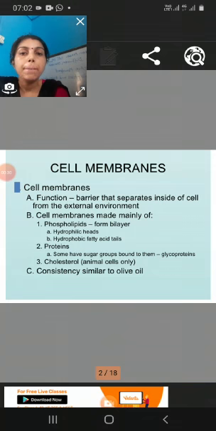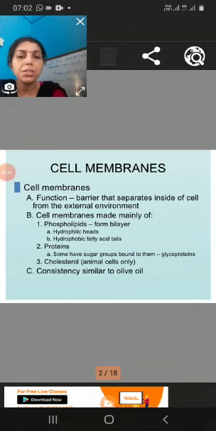Cell membranes are made up of mainly phospholipids, which are the bilayer of the lipids. They have hydrophilic heads, which are exposed to the external, and hydrophobic fatty acid tails inside the membrane structure. The proteins, which are the gates, some of them are glycoproteins, and there is some cholesterol in animal cells only. The consistency of the appearance of the cell membranes is just like olive oil.